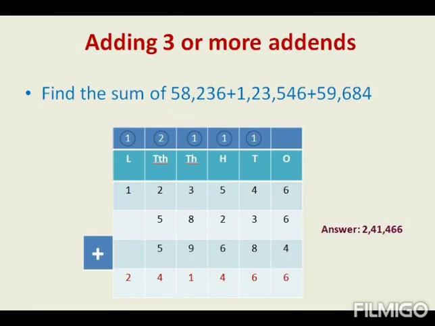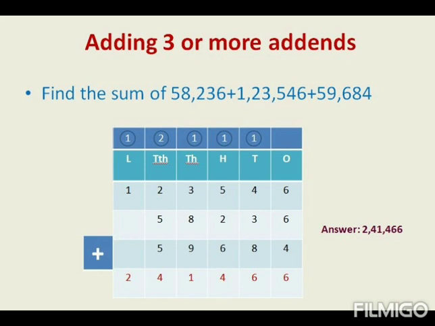Here children, we are going to add 3 addends together. We can add more than 3 addends also, but the procedure is the same for all. Now your question is, find the sum of 58,236, 1,23,546 and 59,684. Here we have 2 5-digit numbers and 1 6-digit number.